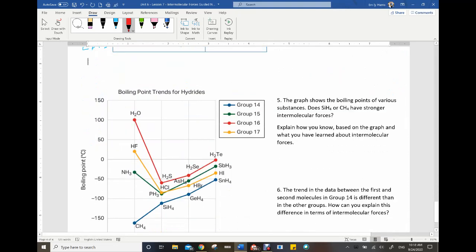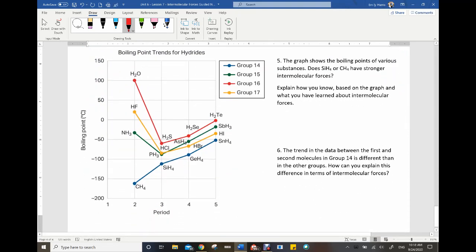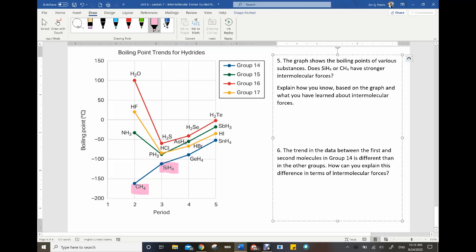Now let's finish up with this last one here. Boiling point trends for hydrides. So we've got a graph and it shows the boiling points of various substances. And it asks, does SiH4, so that's right here, or CH4 have the stronger intermolecular forces? Explain how you know based on the graph and what you have learned about intermolecular forces.